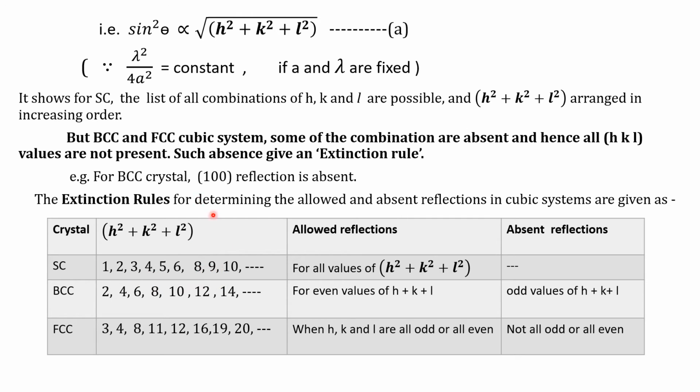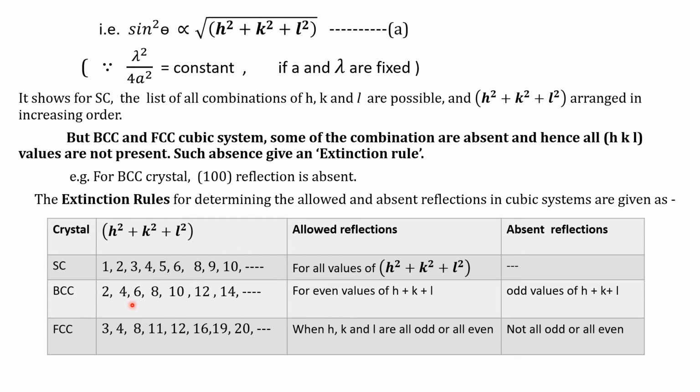Such allowed reflections for all values of h square plus k square plus l square are possible for the simple cubic structure. No reflection is absent in that case. All combinations are allowed, meaning all are arranged in the increasing order.